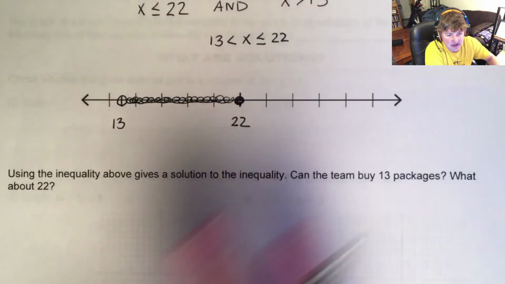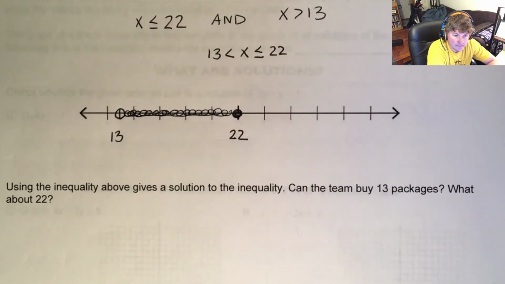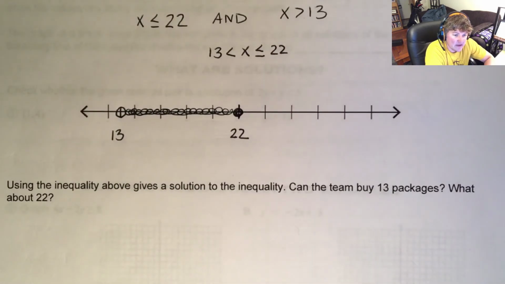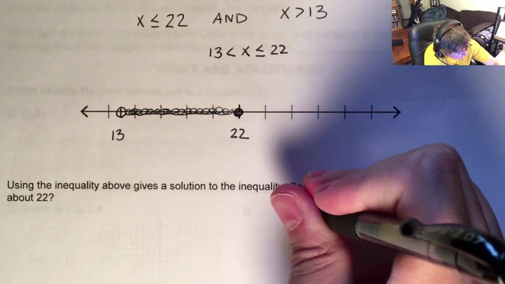All right, so we just graphed our solution. Let's just answer some questions about this. Using the inequality above, anything in the shaded region gives solutions to the inequality. So like anything in here. Can the team buy 13 packages? Well, the answer to that is no.